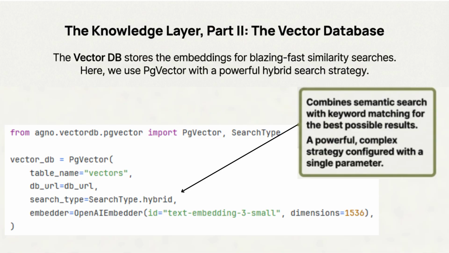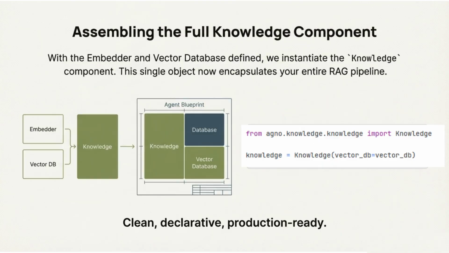Now, the vector database stores those embeddings and performs blazing fast similarity searches. We import both PgVector and SearchType from Agno. Notice the search type uses the SearchType.hybrid enumeration, not a string. This combines semantic search with traditional keyword matching for the best possible results. With the embedder and vector database defined, we instantiate the knowledge component. This single object now encapsulates your entire RAG pipeline.